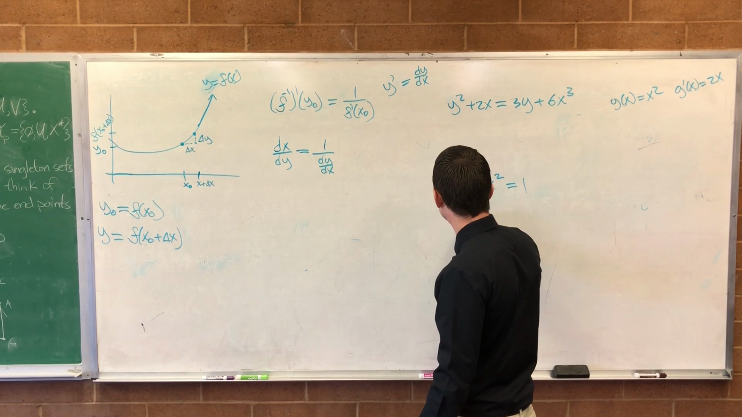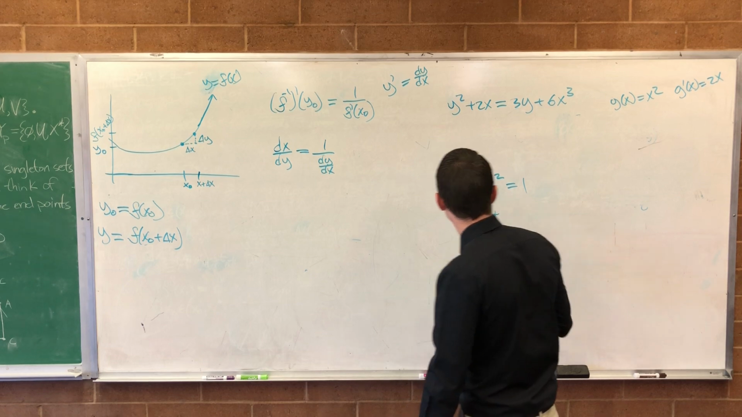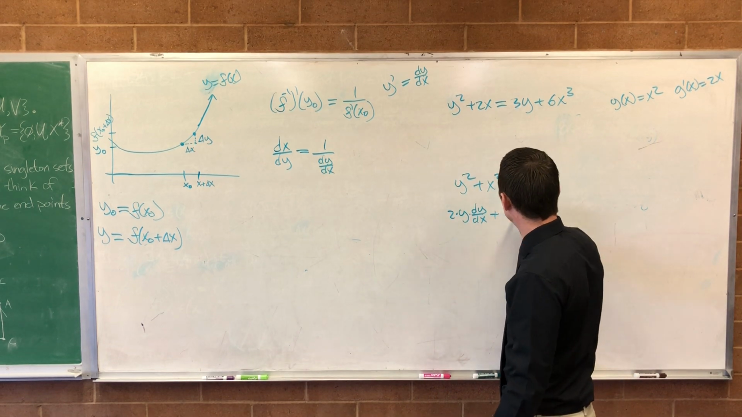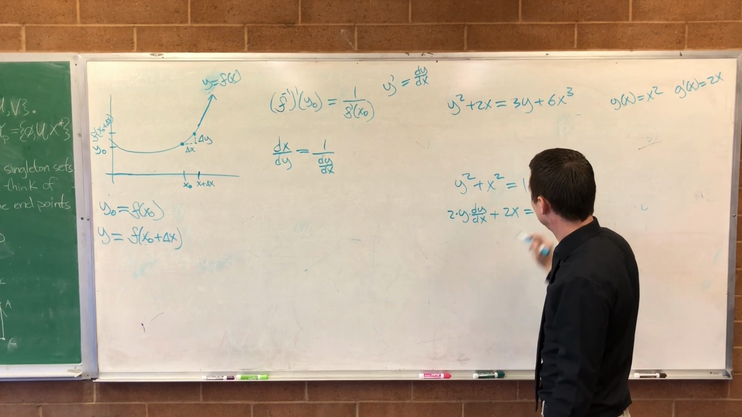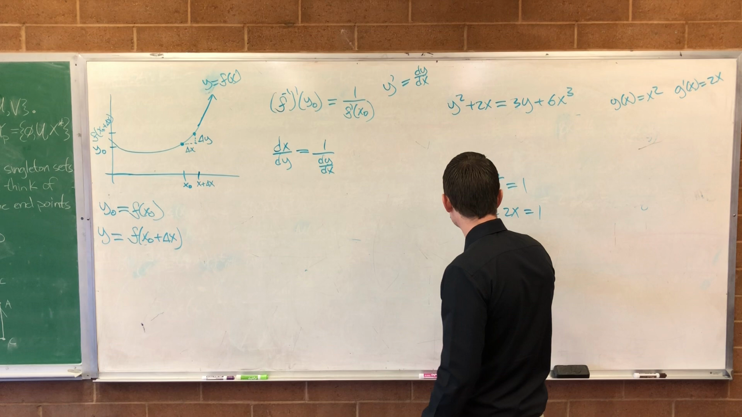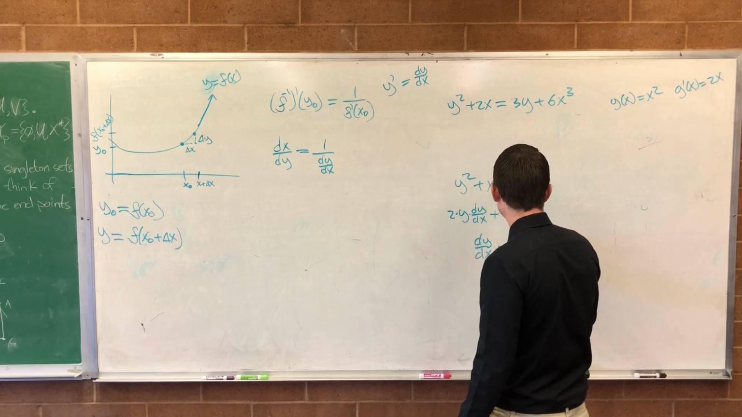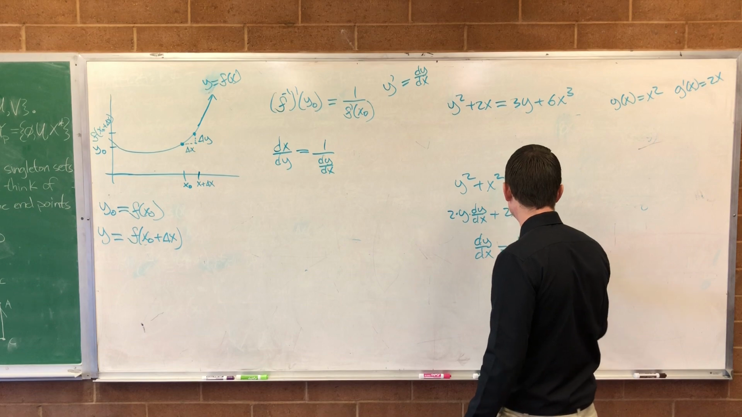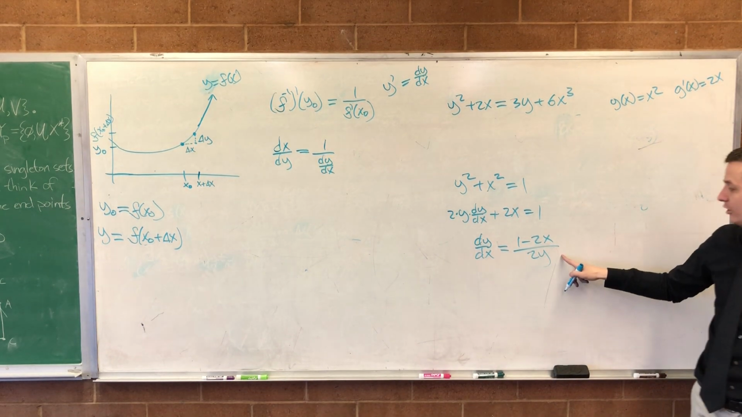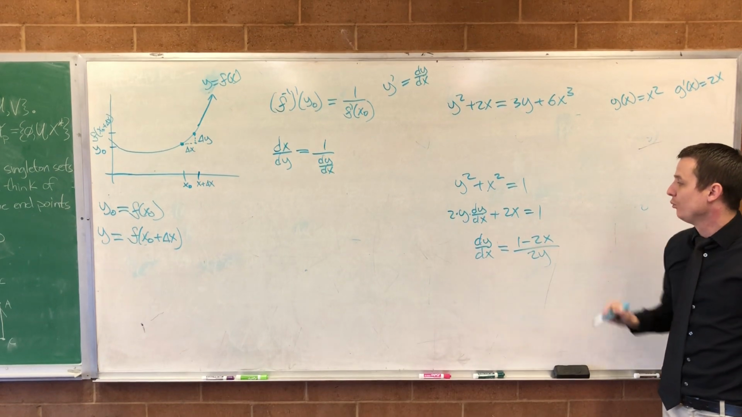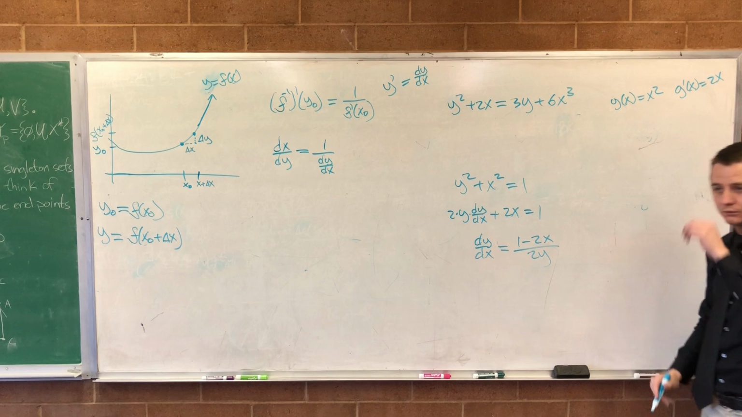We get 2 times y times dy/dx plus 2x times dx/dx is equal to 1, or in other words, dy/dx is equal to 1 minus 2x over 2y. Oh, but that implies we can solve it for y. y is going to have 2 solutions. So you'd have to break it up into its 2 cases.